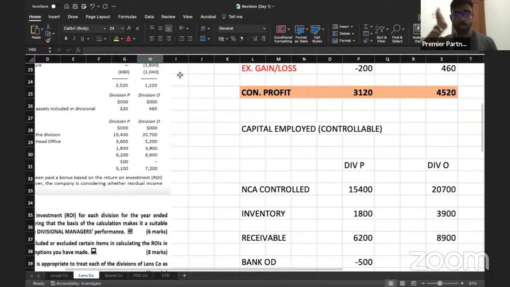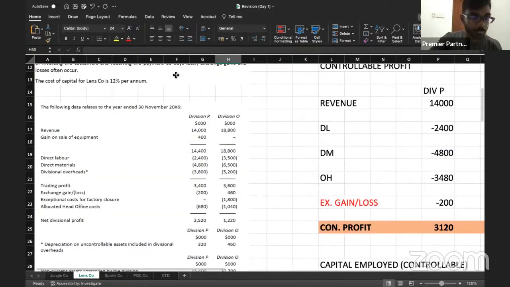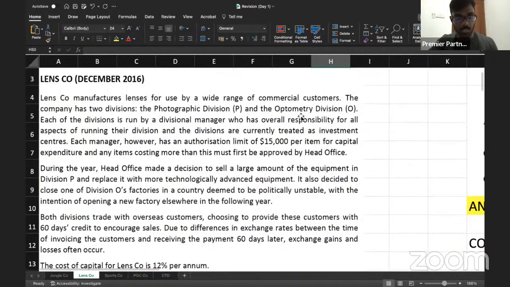Calculate the ROI, not a big deal, right? Let's see. You're looking at two divisions, photographic and optometry. Each division is run by a division manager who has overall responsibility for all the aspects of running the division. There are four types of divisions: cost, revenue, profit, and investment. In PM, we talk about only investment divisions. An investment division manager has to bear costs, see revenue, have profits, and also make investment decisions.